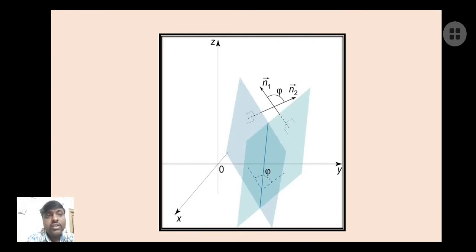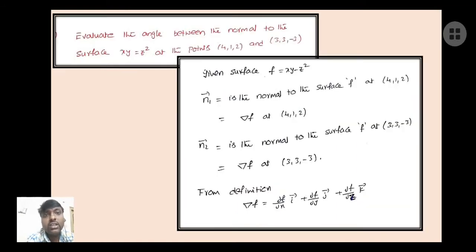That means whenever they ask to find the angle between two surfaces, it is enough to calculate the angle between the normals to those particular surfaces. I go through the example here. Evaluate the angle between the normals to the surface xy is equal to z square at the points 4, 1, 2 and 3, 3, minus 3. So it is very clear that they have given a surface here.